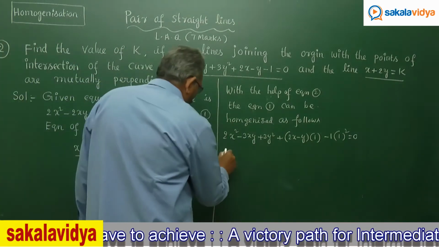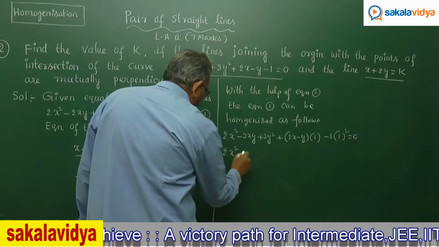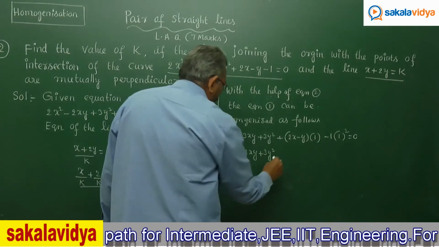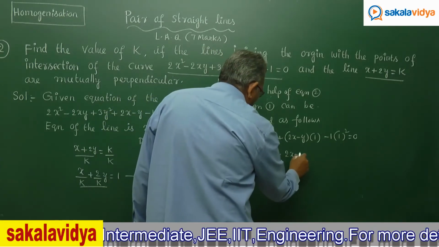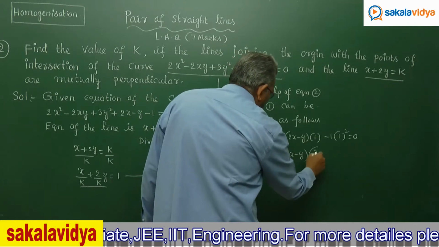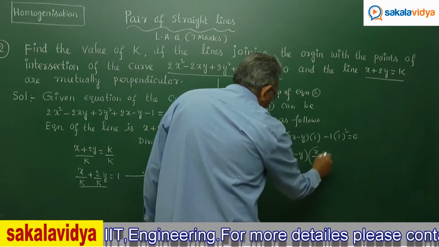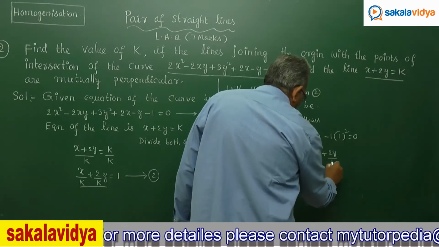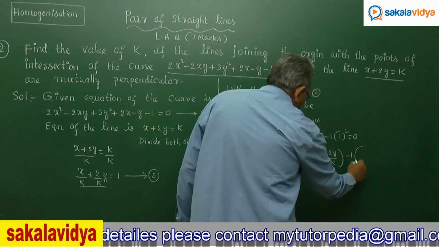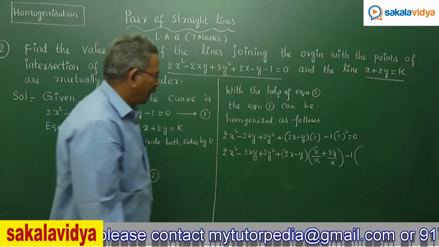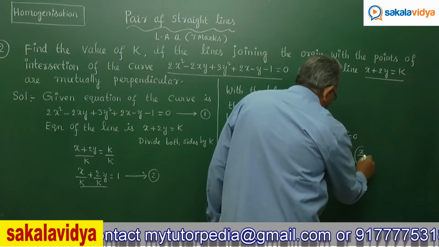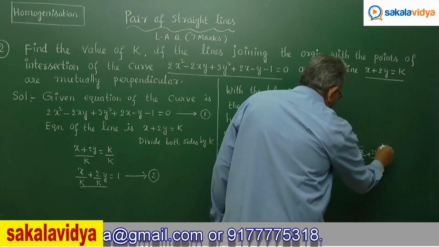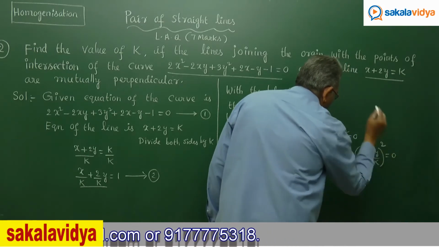Now 2x square minus 3xy plus 3y square plus 2x minus y times x by k plus 2y by k, minus 1 times x by k plus 2y by k whole square equals to 0. Just check it.